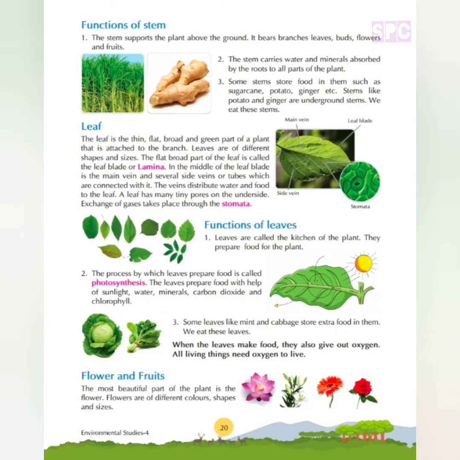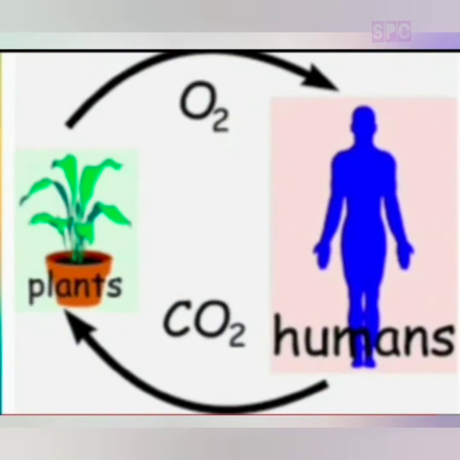Let's read further. When the leaves make food, they also give out oxygen. All living things need oxygen to live. So, children, during the process of photosynthesis, plants take in carbon dioxide and give out oxygen through their stomata. This oxygen is utilized by all living beings, including us, to remain alive.